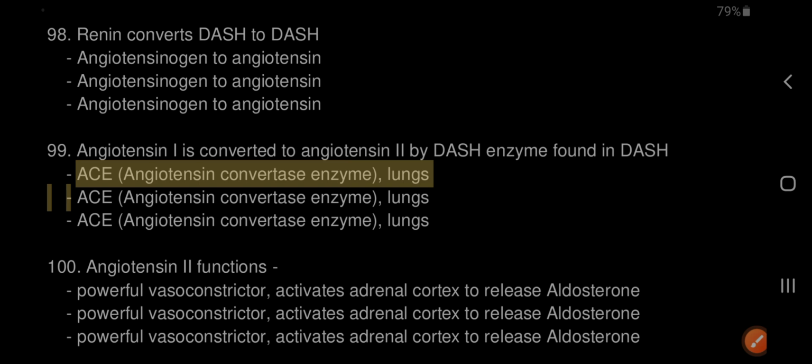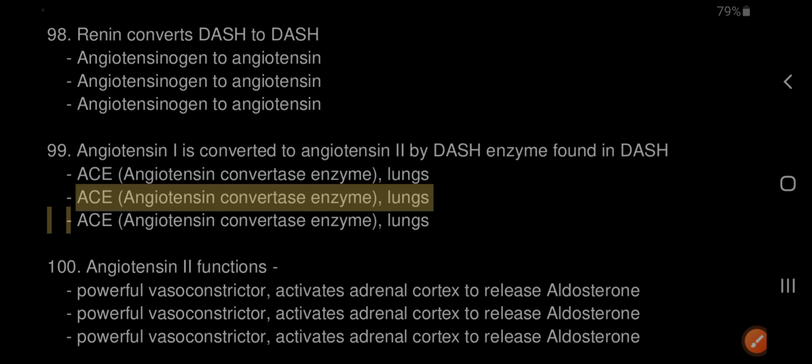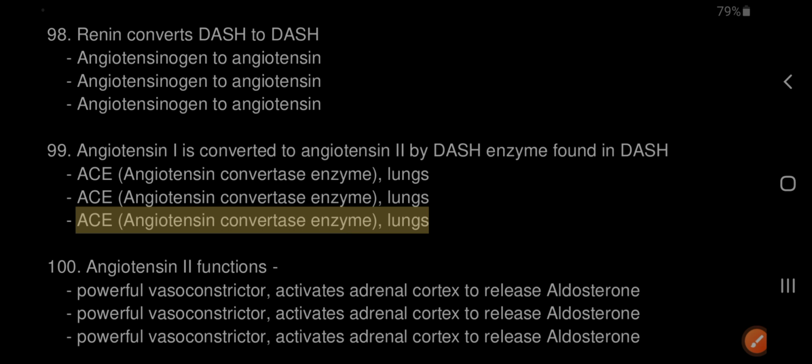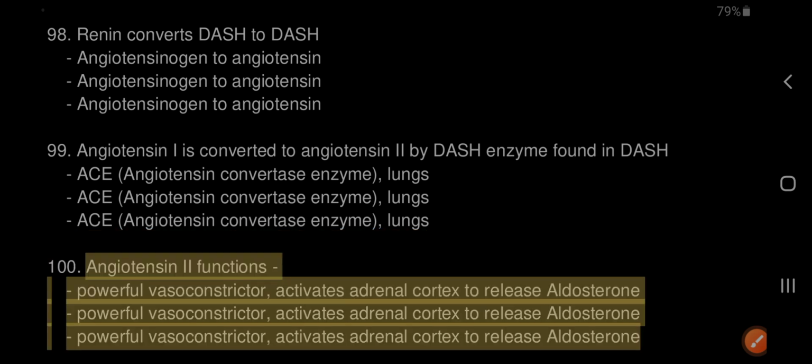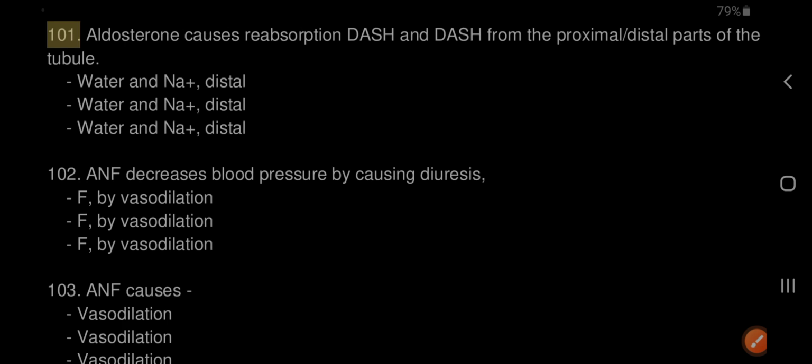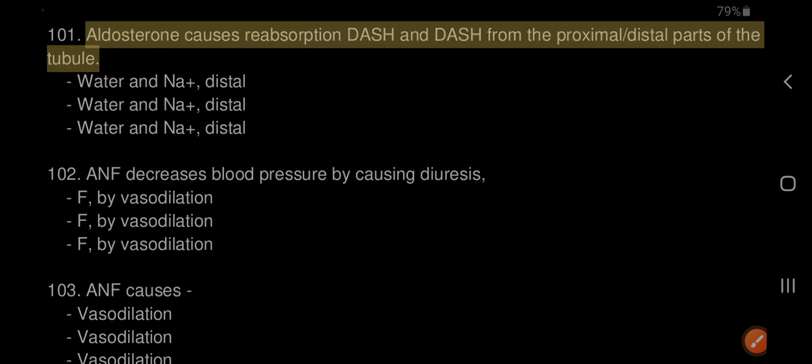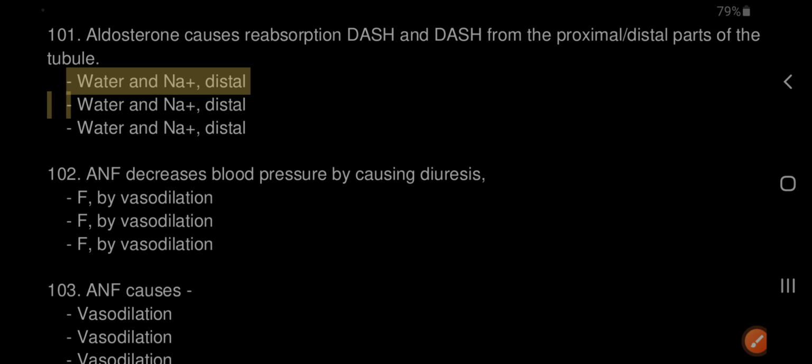100. Angiotensin 2 functions: powerful vasoconstrictor, and activates the adrenal cortex to release aldosterone. 101. Aldosterone causes reabsorption of dash and dash from the proximal and distal parts of the tubule. Water and Na plus, distal.